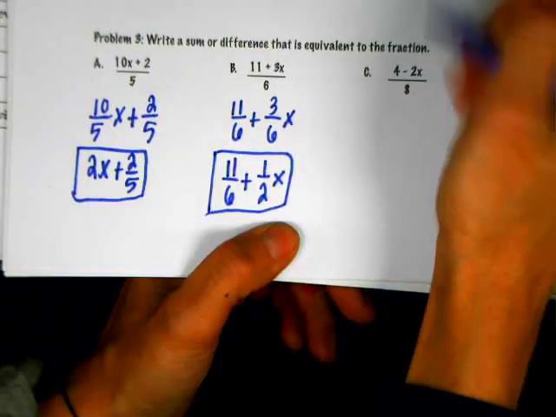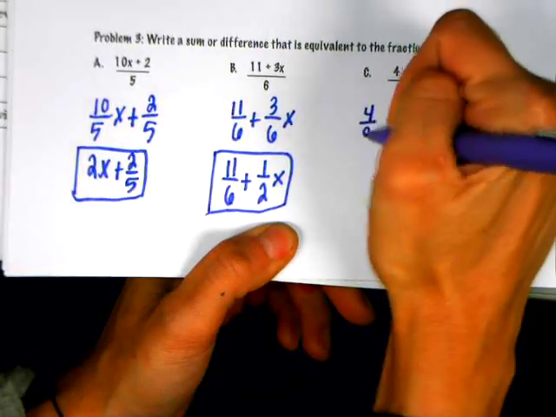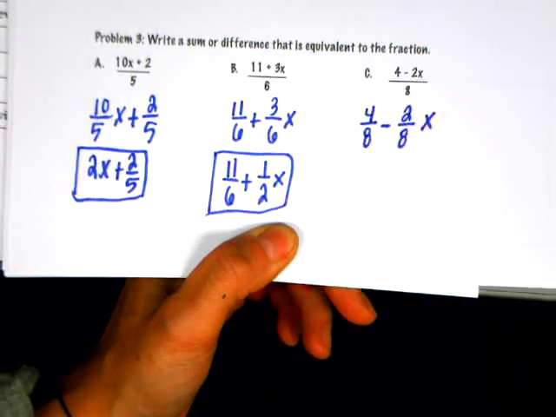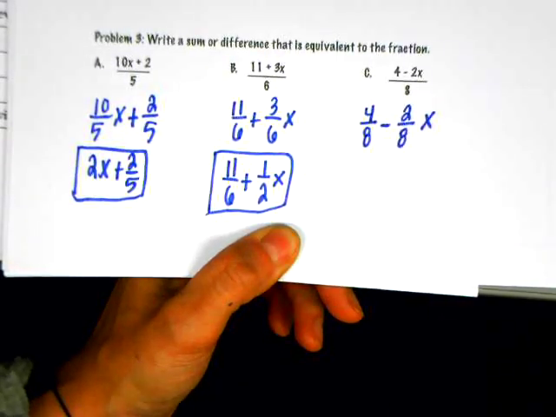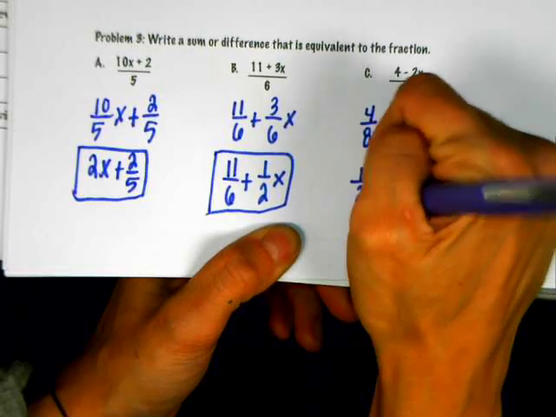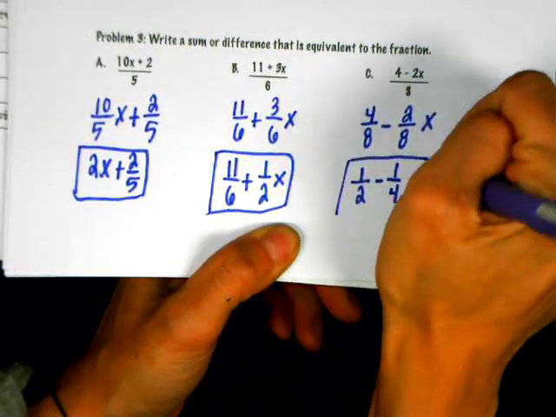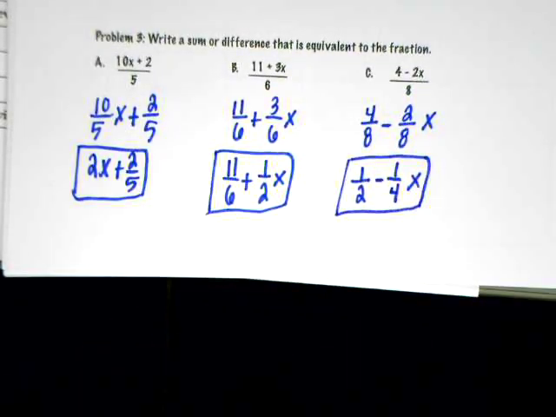And then C, do 4 over 8 minus 2 over 8x. Both of those can be reduced. 4 over 8 is 1/2. 2 over 8 is 1/4. So you'll get that answer. Okay? All right, so go ahead, do the got it, and then come back.